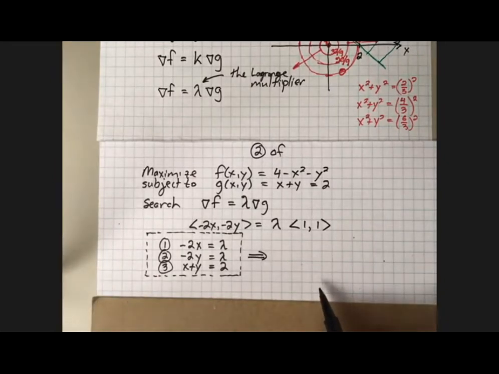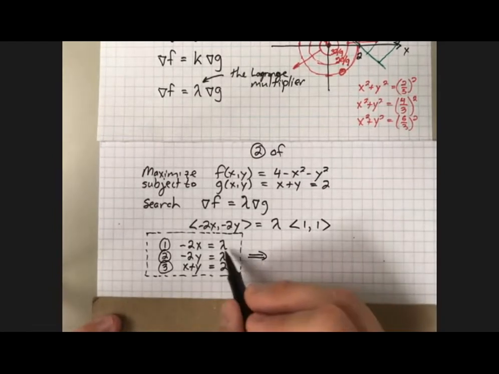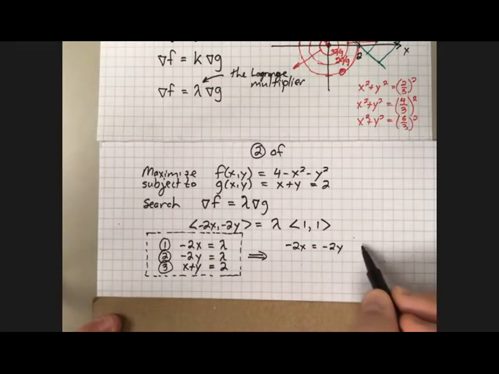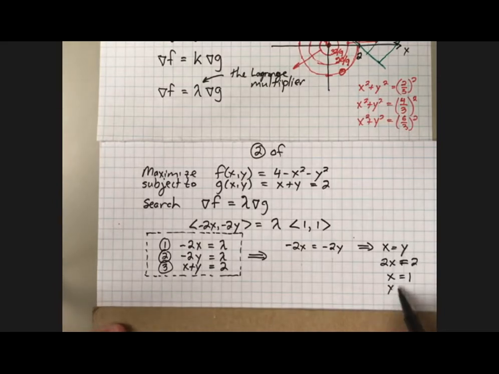So I can solve this in a variety of ways, but I just want to be careful I don't destroy solutions. My first inclination is to say, well, if lambda is minus 2x and lambda is minus 2y, then minus 2x must be minus 2y. And that means that x and y must be equal. And if x and y are equal and x plus y is 2, then x plus x is 2, which means x is 1. Since x and y are equal, y is 1.